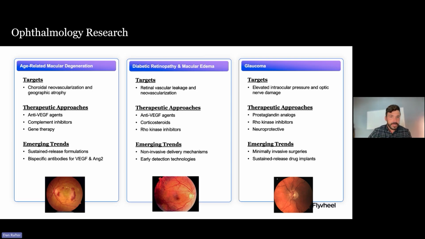We've got diabetic retinopathy and macular edema, which is another very large area, particularly inside the Flywheel customer base, that folks are working on, looking at reducing that retinal vascular leakage and neovascularization, again with that anti-VEGF focus, some corticosteroids, as well as Rho kinase inhibitors. And glaucoma is the third. How do we decrease that intraocular pressure, saving the optic nerve from increased damage with prostaglandin analogs, Rho kinase inhibitors, and anything we can do to be neuroprotective.